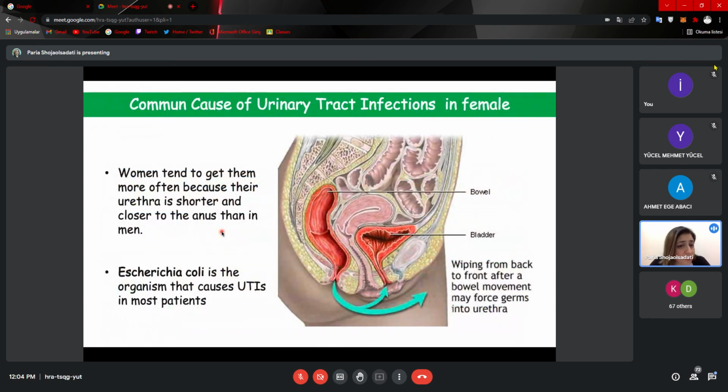As I mentioned before, women tend to get them more often than males. These are genetically and anatomically close to the urinary tract infection. And the main infectious agent is Escherichia coli, a type of bacteria that lives inside the rectum and can go anteriorly 3 or 4 centimeters and cause cystitis in women.